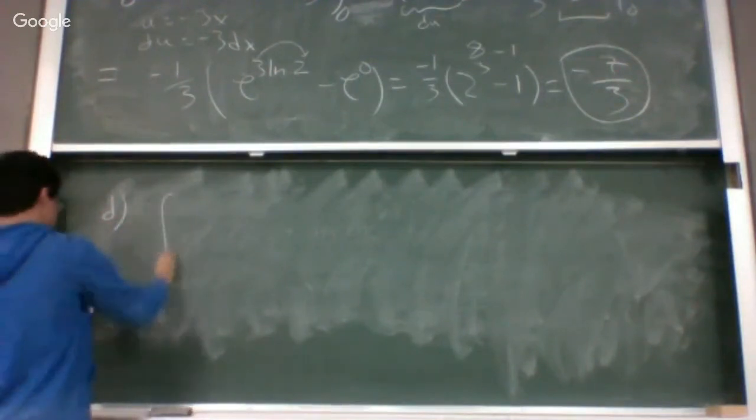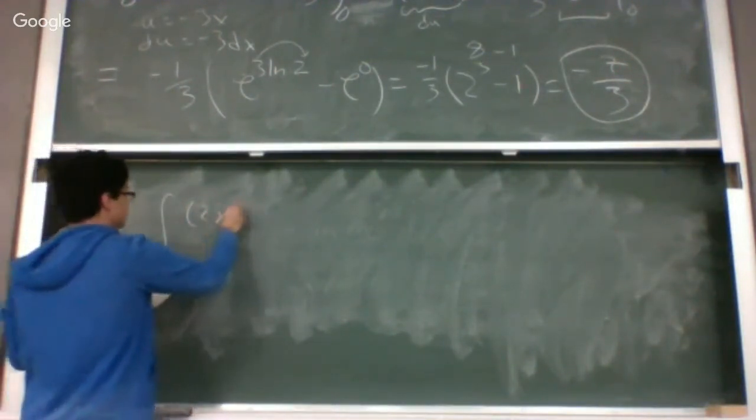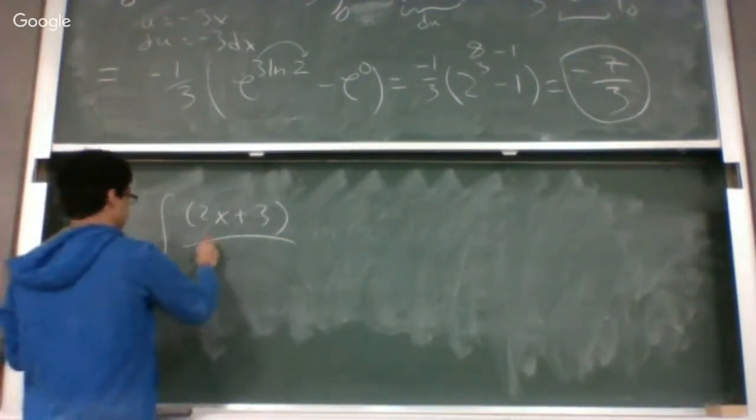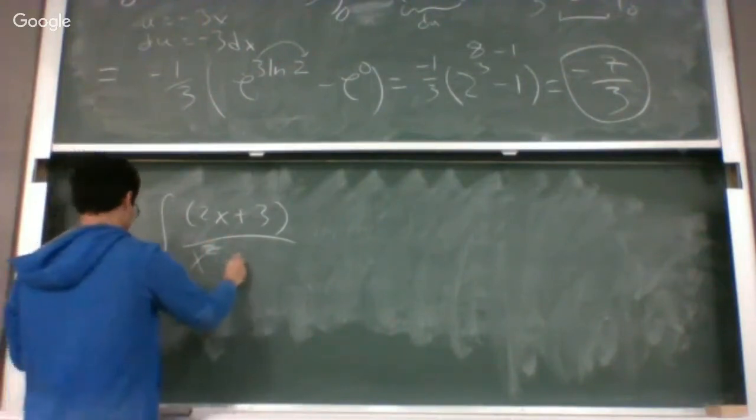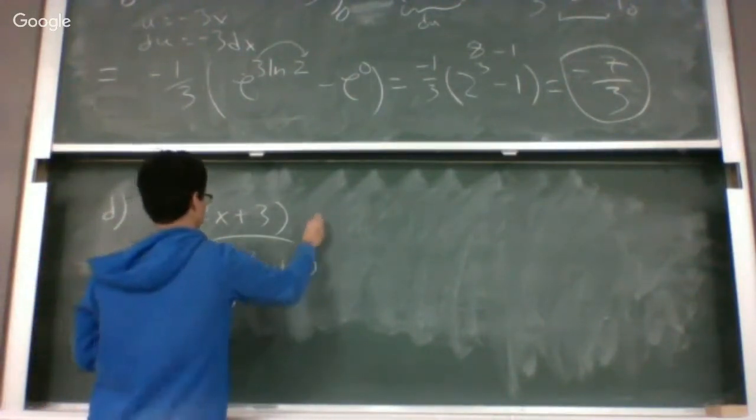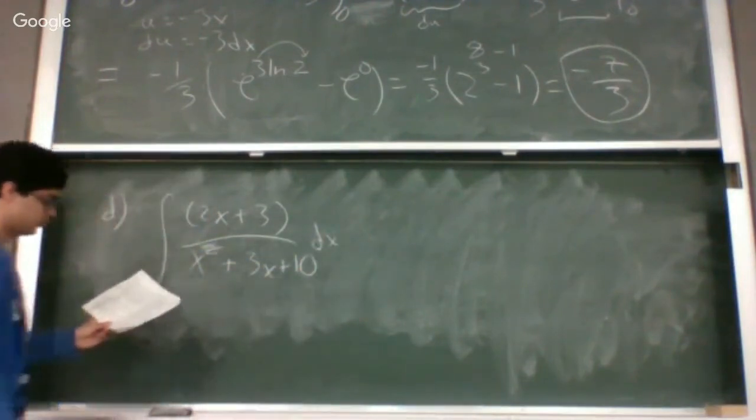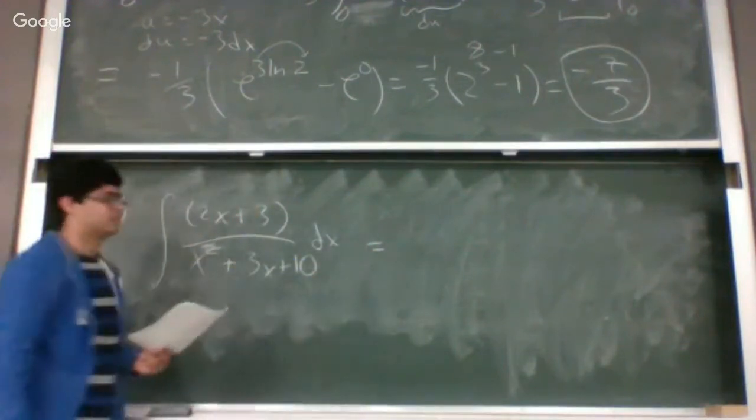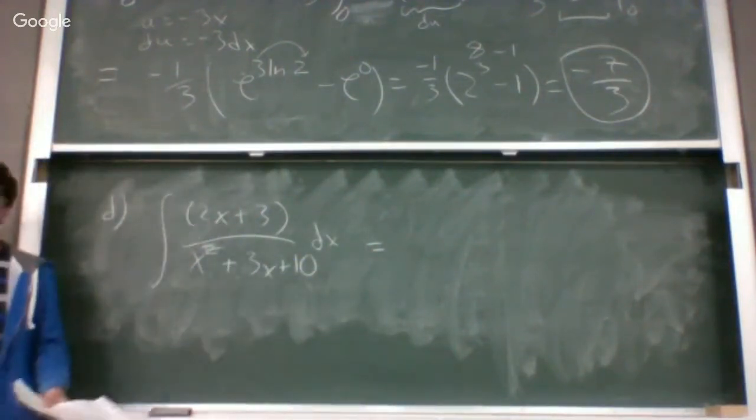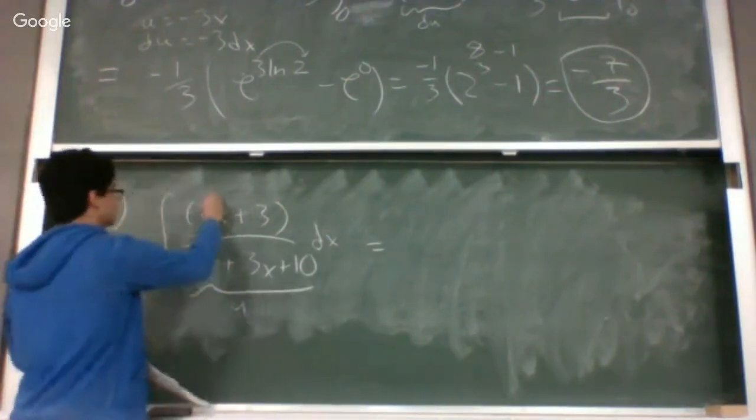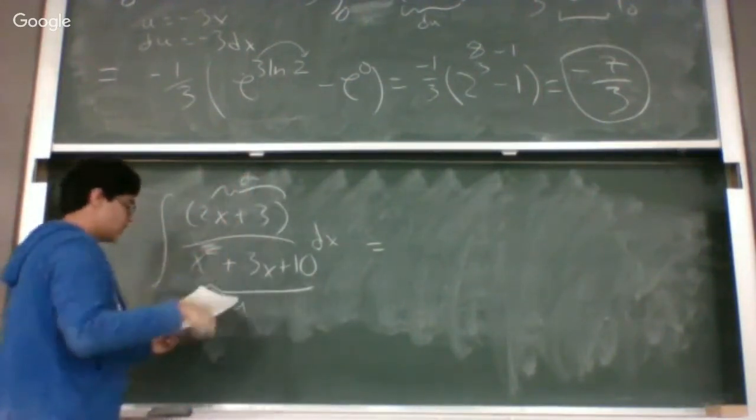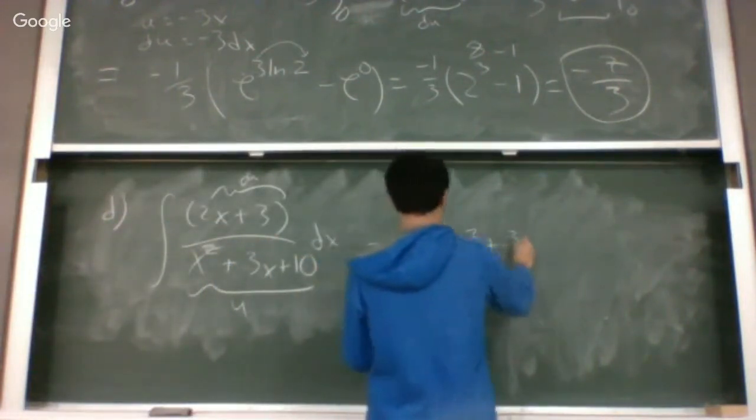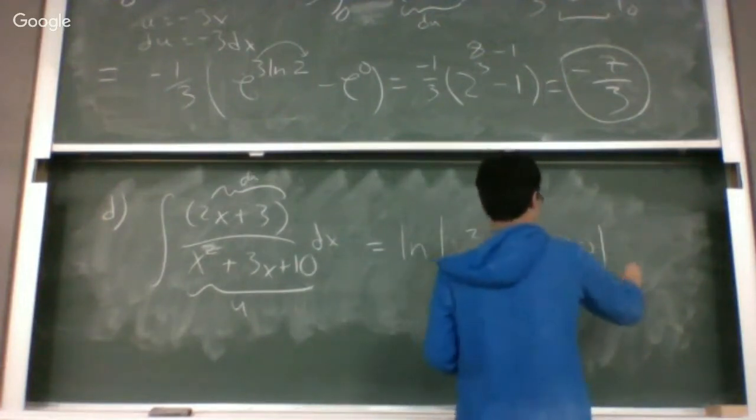So d is the integral of 2x plus 3 divided by x squared plus 3x plus 10 dx. Who wants to tell me why this is the easiest problem on the exam? Yeah. So this is our u. This is our du. And when we have du over u, that's the natural log of the absolute value of x squared plus 3x plus 10 plus c.